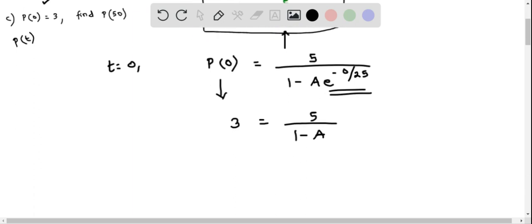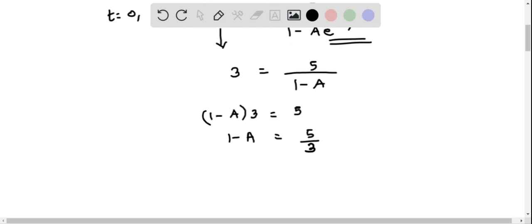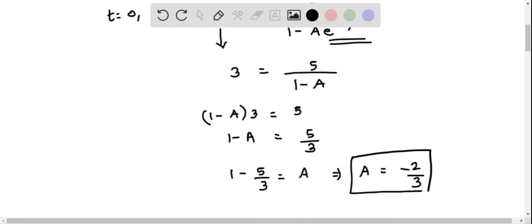Multiplying both sides by 1 minus a, we get 1 minus a times 3 equals 5. Or otherwise, we solve for 1 minus a equals 5 thirds. We now subtract 5 by 3 and add a to both sides. And when we do that, we get 1 minus 5 by 3, and this equals a. And so solving for a, we get a equals 3 minus 5 divided by 3, which is negative 2 thirds. So we have determined the constant a equals negative 2 thirds.